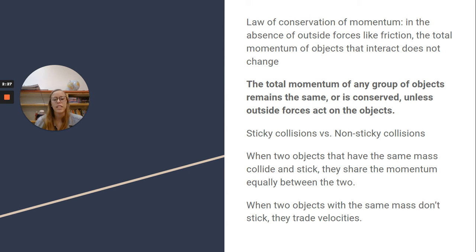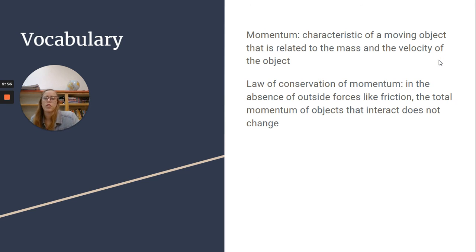Sticky collisions: when two objects that have the same mass collide and stick, they share the momentum equally between the two. But non-sticky collisions, when two objects with the same mass don't stick, they trade velocities. So if you have two objects that collide, this one has 4, this one has 2, and they hit, they're going to basically bounce off each other, and then this one has 2, and this one has 4. Okay? They just switch.